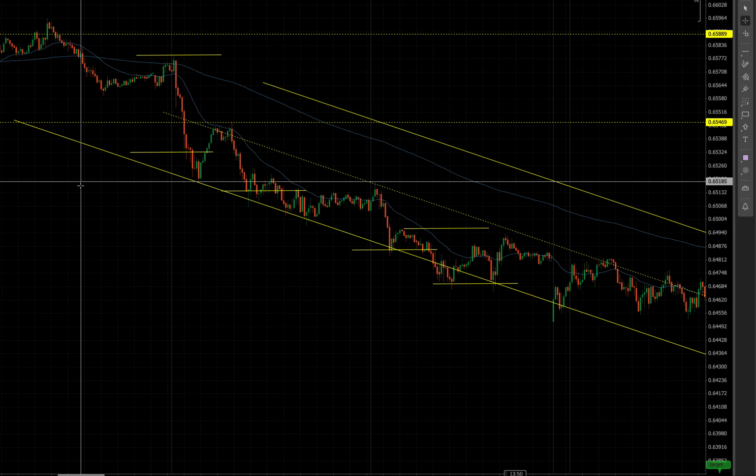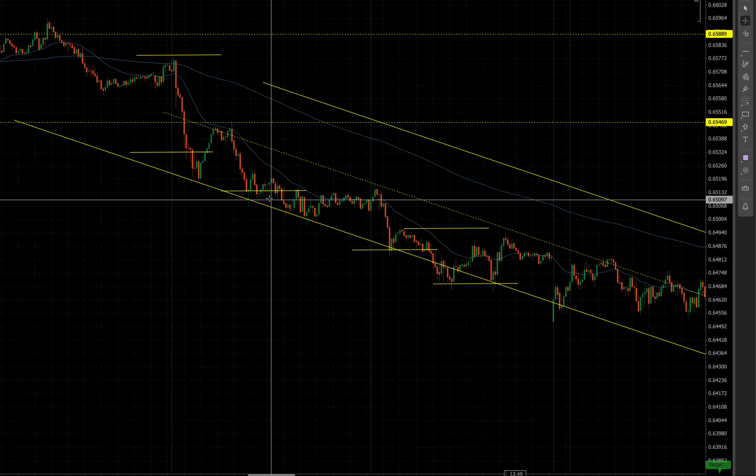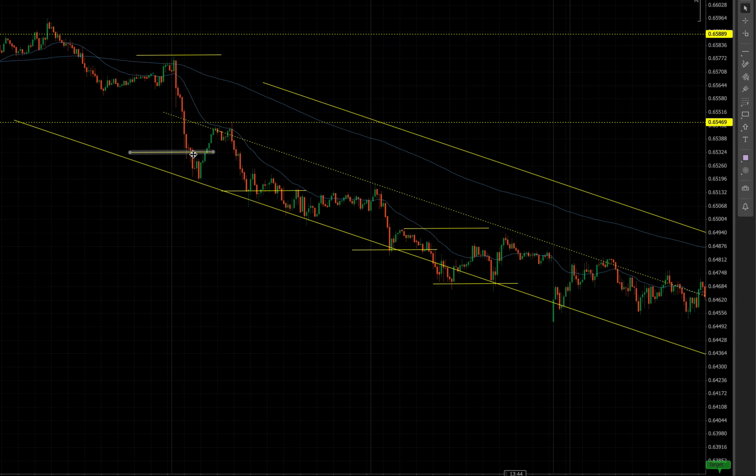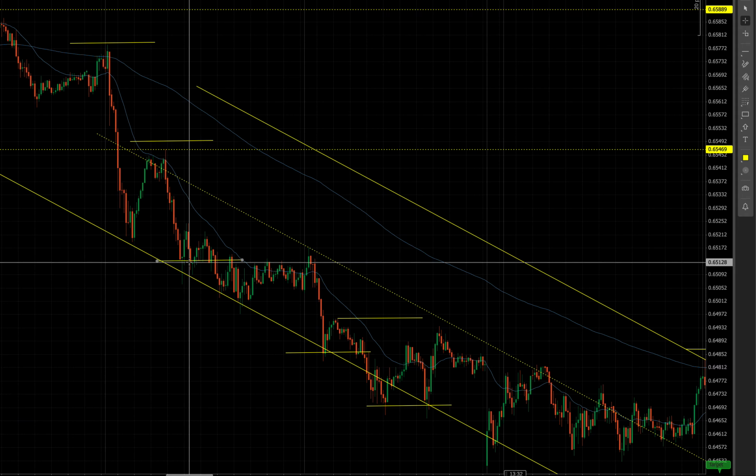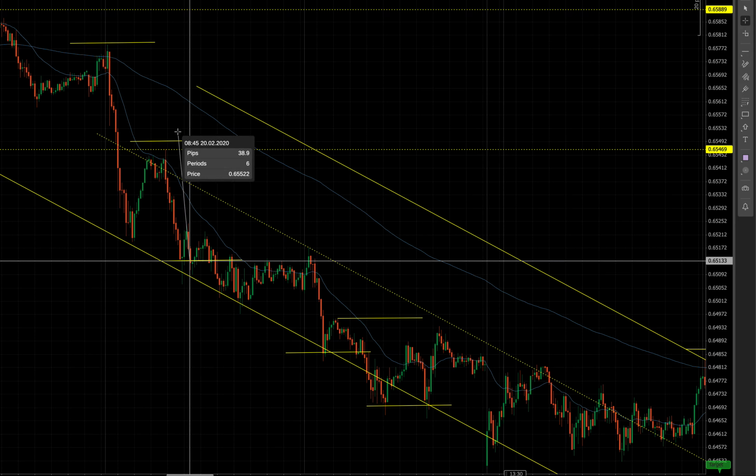So this is the 15-minute chart. Again, this is another opportunity. So once it's broken this area here, this part here could be where your stop loss would be, and this line here is where you could enter again. So that's a 38 pips stop loss.